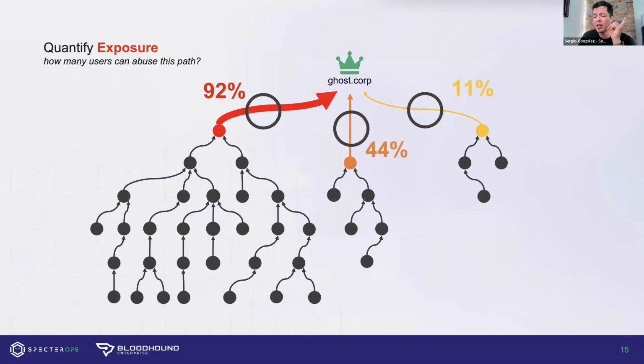BloodHound Enterprise will also quantify exposure. So this is kind of going to prioritization. How do we help teams prioritize which attack paths to tackle first? In BloodHound Enterprise, we look at exposure as the percentage of users and computers that could leverage a path. So when we're handing these things over to infrastructure teams or AD teams to remediate, we really want them focusing on a choke point that is going to reduce the most amount of risk for the least amount of changes.